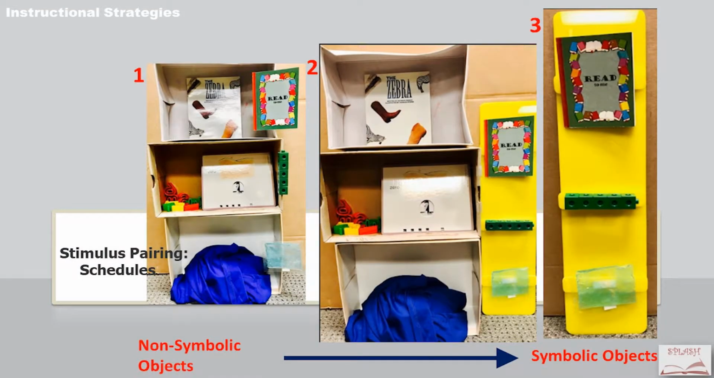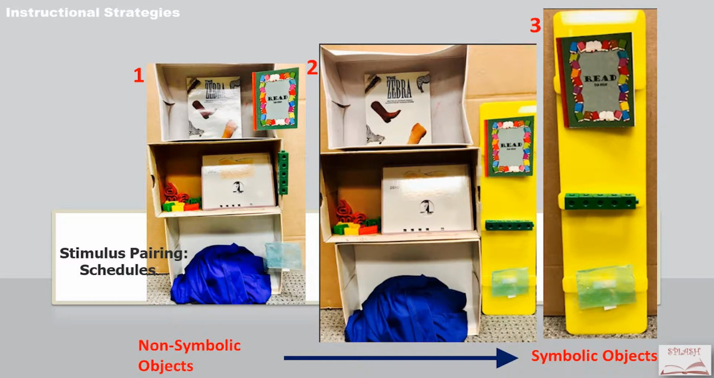Stimulus pairing to teach schedules. This is an example of a stimulus pairing with a schedule. In picture 1, the student is working at a pre-symbolic level. The student checks his or her schedule and gathers the actual item they will be using for the next activity. Paired to the side of the schedule is the symbolic representation for each activity.